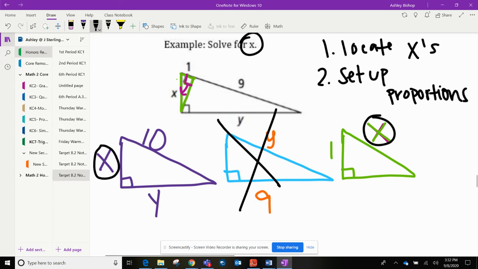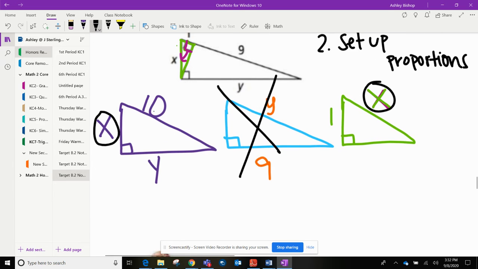Set up my proportions. And what I mean by proportions is we're going to take my locations of my X's. So this X right here happens on my short side. And this X over here happens on my hypotenuse. I'm going to take the locations and set up proportions. So this X happens on a short side.